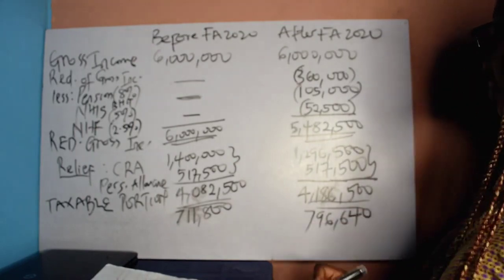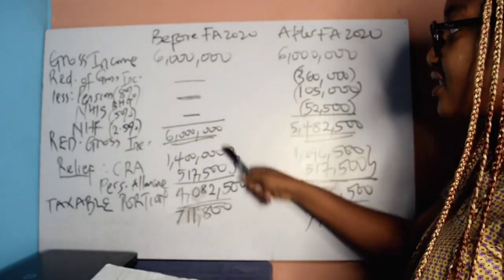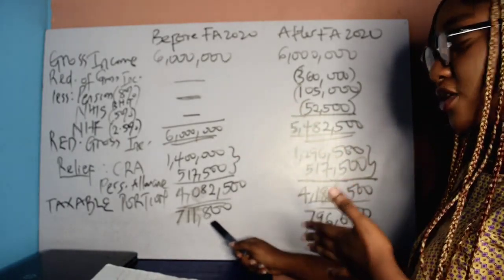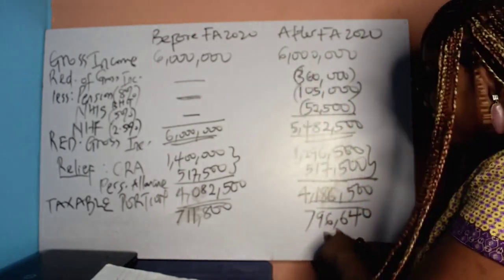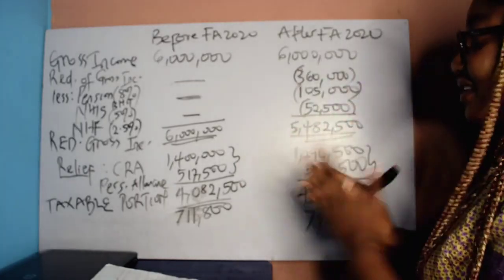While this one will be 796,640. Yeah, so it means that before Finance Act, somebody that was earning 6 million was paying 711,800 as tax. Then after Finance Act, person started paying 796,640 with the same salary. Do you understand? So that's just the difference.